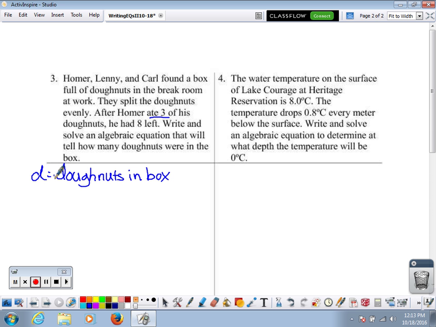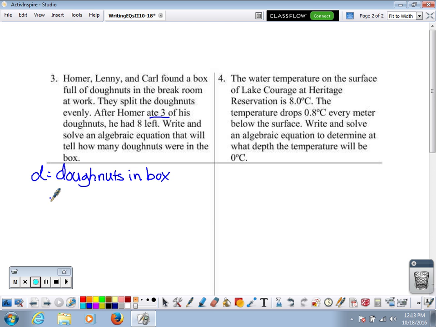Okay, so let's read it a second time, please. Homer, Lenny, and Carl found a box full of donuts in the break room at work. They split the donuts evenly. After Homer ate 3 of his donuts, he had 8 left. Write and solve an algebraic equation that will tell how many donuts were in the box. All right, so now what we need are some numbers and some operator words. So what numbers do we see in here?